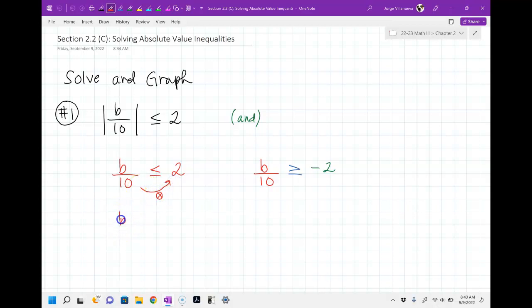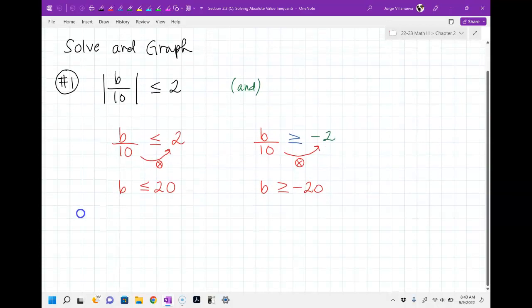So b is less than or equal to 20. All right, good, we're done. Now let's do the other side. We're going to take the same step. We're going to multiply. So if I multiply 10 times negative 2, that's negative 20. Awesome. I'm finished. Now I've got to graph this.